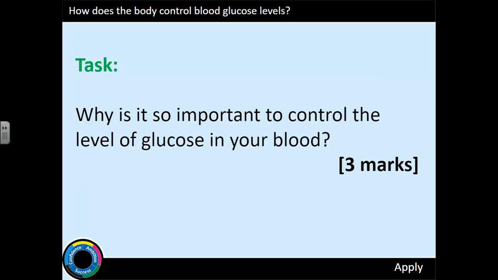Okay, so we've got some tasks. This one we looked at earlier in the lesson, so you can go back in the PowerPoint if you need to. Why is it so important to control the level of glucose in our blood? It's 3 marks, so take about 3 to 5 minutes. Pause the video and then come back for the answer. Okay, welcome back. Let's have a look at the answer to this.